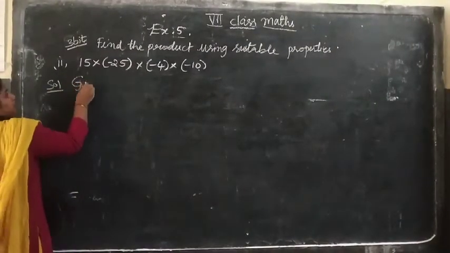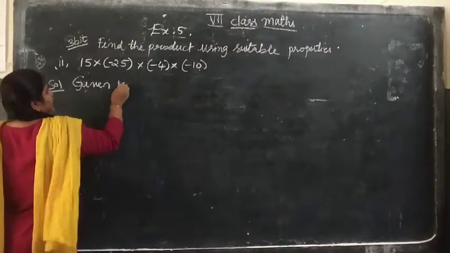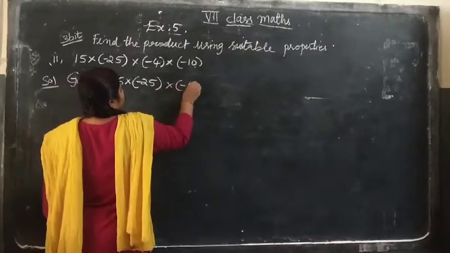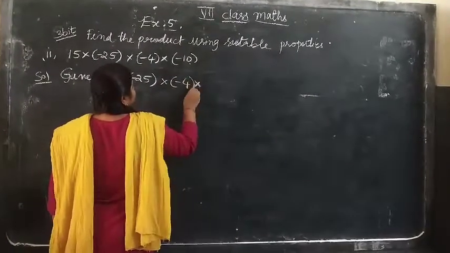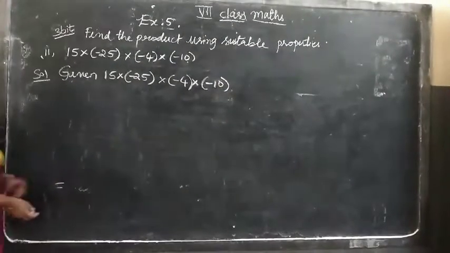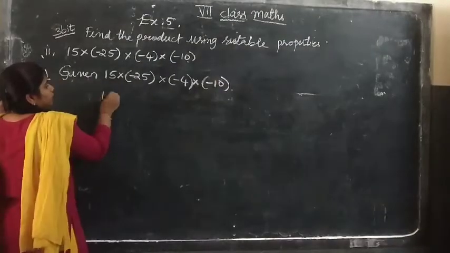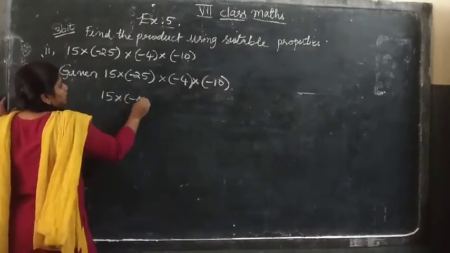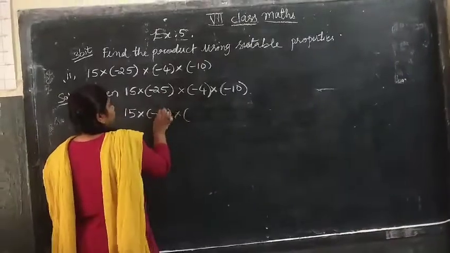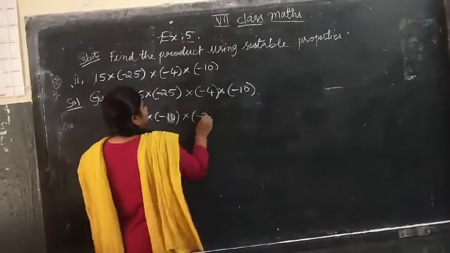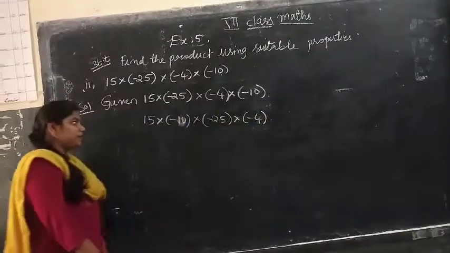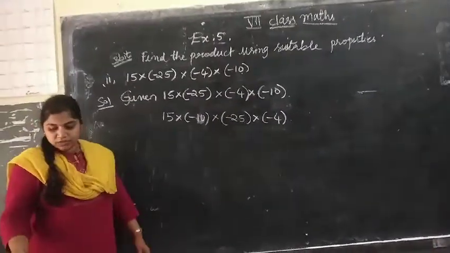So given 15 into minus 25 into minus 4 into minus 10. For simplifying, I am rearranging the numbers here: 15 into minus 10, and minus 25 into minus 4. For making the multiplication easy, I have rearranged the terms here.